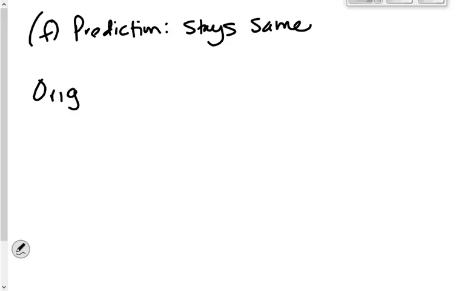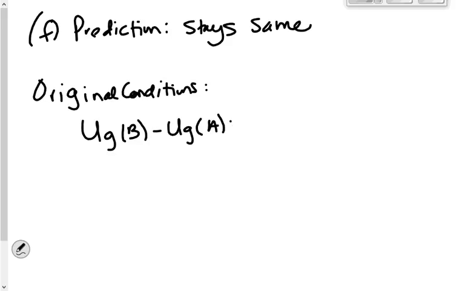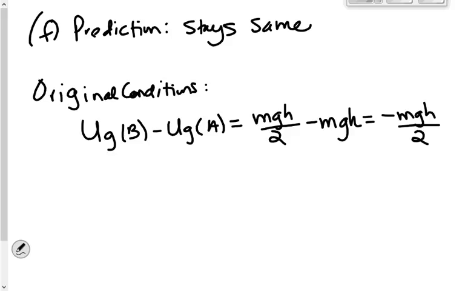So, if we look at our original conditions with the original mass, then I can say that I've got UGB minus UGA. Doesn't matter which order I take my difference in as long as I'm consistent between the original conditions and the new conditions. Well, let's see. So, UGB is equal to what? MGH over 2. And UGA is? Hang on. So what do we get here? Negative MGH over 2.